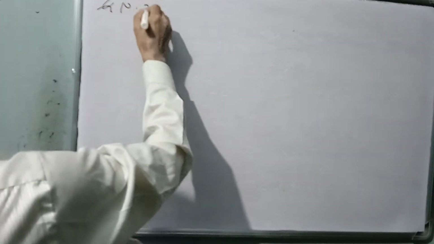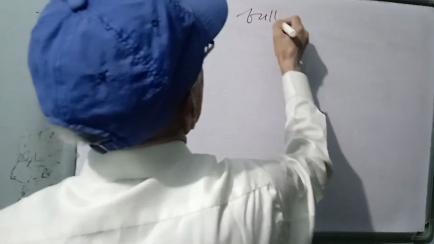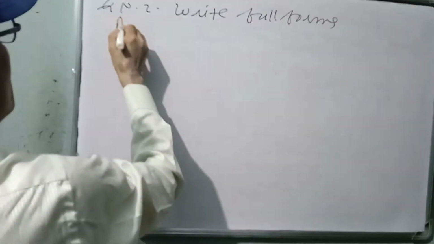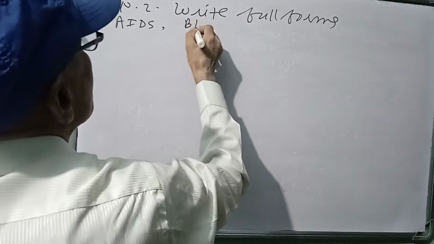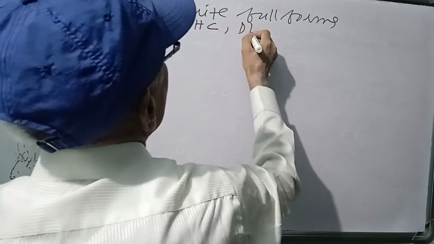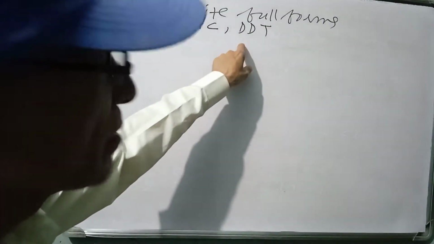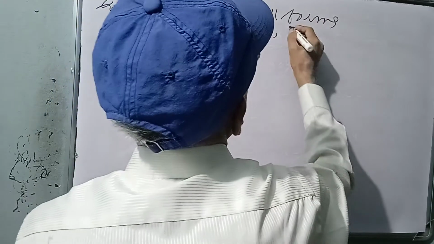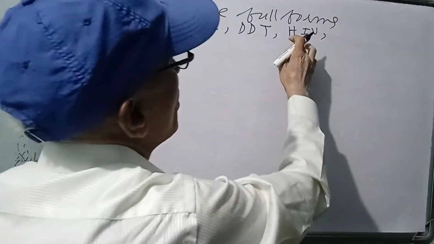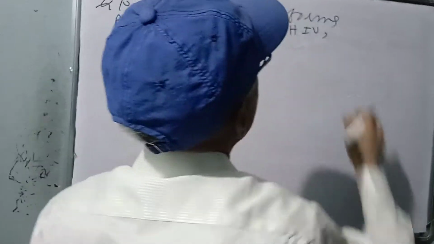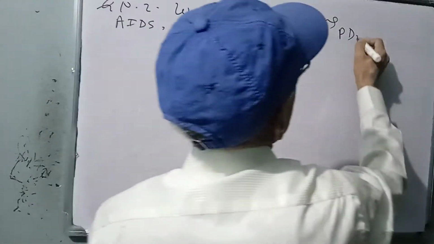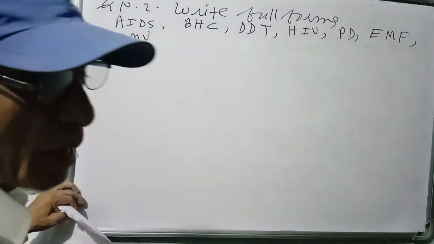Question number two, sometimes write full form. AIDS, acquired immune deficiency syndrome, please try yourself. BHC, benzene hexachloride. DDT, dichlorodiphenyl trichloroethane. HIV, human immunodeficiency virus. In the same way, PD, potential difference, EMF, electromotive force, TMV, tobacco mosaic virus.